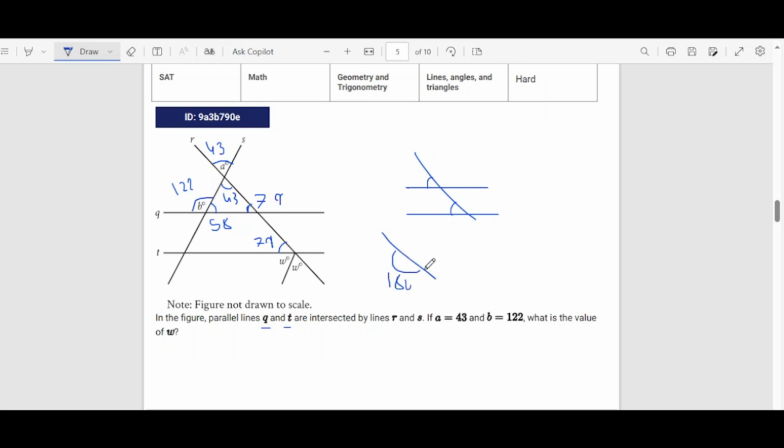All right. So 180 minus 79 equals 101. Okay, and W, this is halved. So this total here is 101, and our answer is 101 divided by 2. So this is our answer.